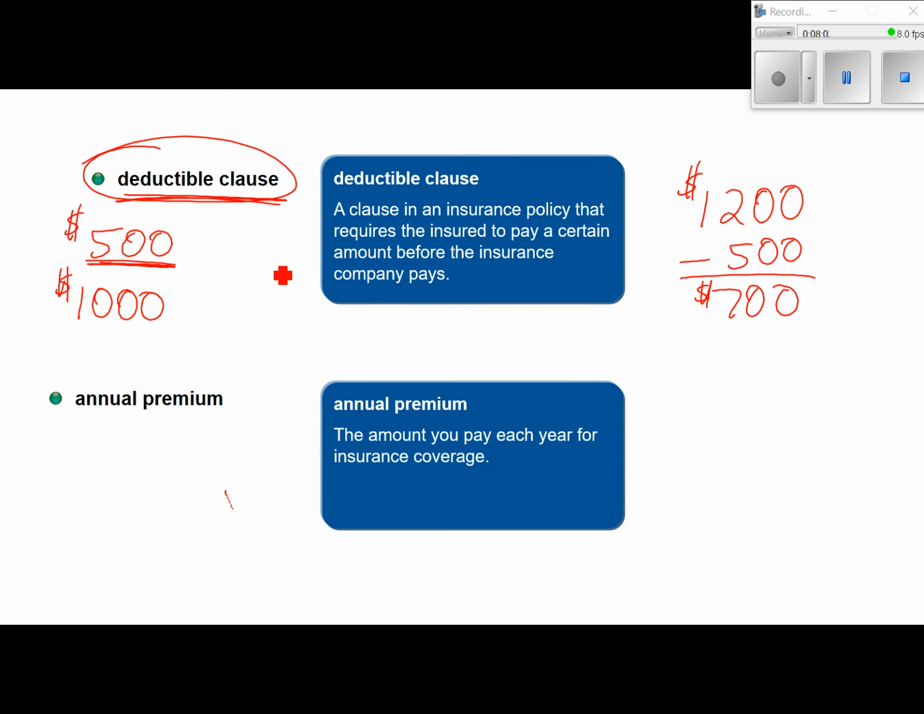Your annual premium. Your annual premium is the amount you pay each year for your insurance coverage. All right. So annual premium is what you pay per year. A lot of you probably pay your insurance by the month. Well, to find your annual premium, then you would just multiply times 12 to figure out your total yearly. That's what annual means, remember, to find that total yearly premium.